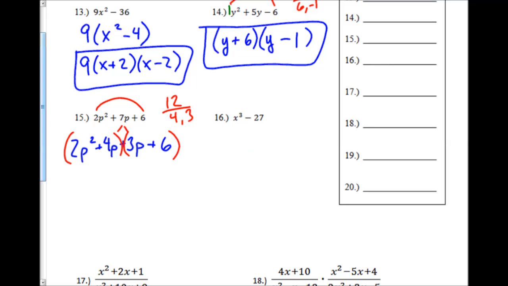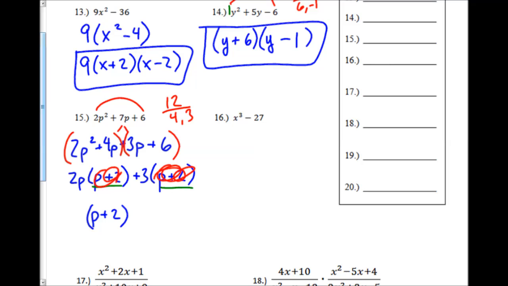which means I can do my factoring by grouping. Out of the first 2 terms, I can factor out a 2p, which leaves me with a p plus 2. Out of the second 2 terms, I can factor out a 3, which leaves me with a p plus 2. And now this is where the magic happens. I've got the p plus 2 in common, so if I were to factor that out and write the p plus 2 out here, you can see that it leaves me with a 2p plus 3 when I eliminate those. So that's my other factor, the 2p plus 3.